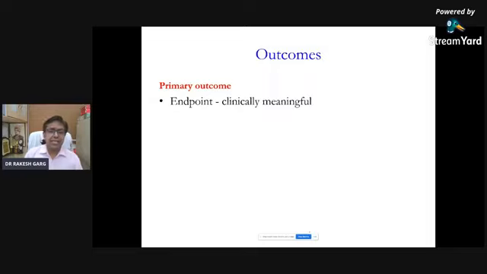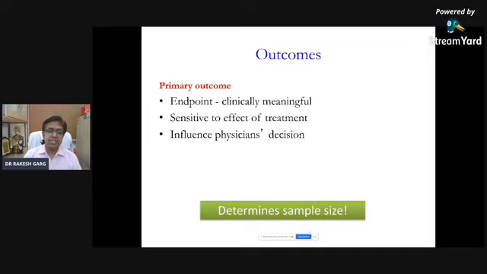When we say the aims and objectives, they translate into outcomes now. So I said that each step is interrelated in the method section. You have a clear objective, and then you try to translate it into your outcomes. That's what you are going to measure. So it should be a meaningful endpoint as a primary outcome. It should be sensitive to the effect of treatment. It should influence physician decisions, and it also determines sample size.